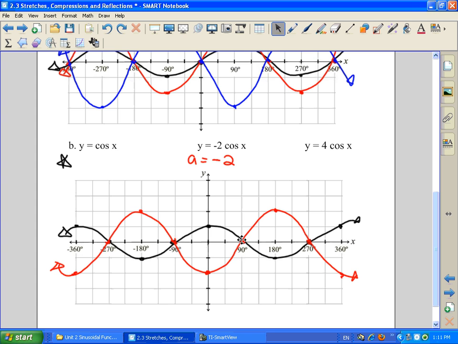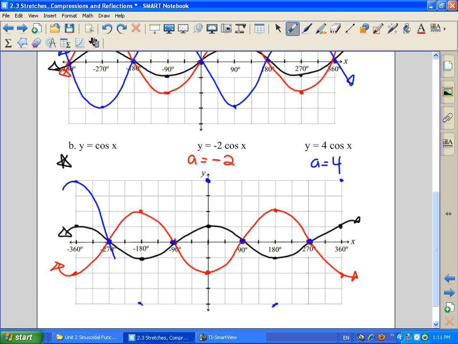All right. Let's try this third one here, and then we're going to get into making a summary here. So A equals 4. So what do we know, folks? It's positive, so we're going to start at our what? At our maximum. And our maximum value is 4. So we're going to start there. And our minimum is going to be -4. Let's try graphing this first, and then we'll use a graphing calculator to check it.